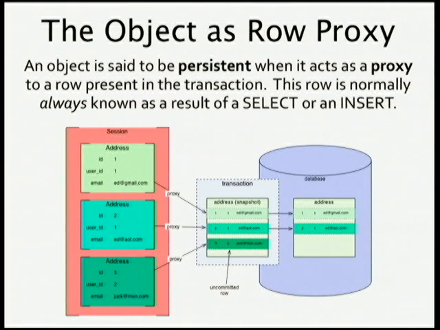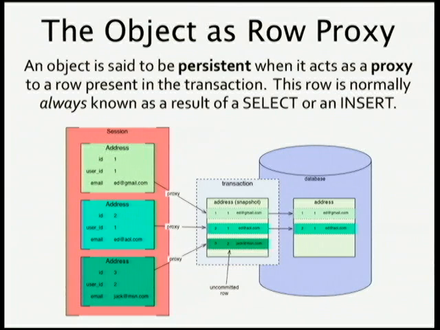So the object as the row proxy. We use this term persistent. An object is said to be persistent when it acts as a proxy to a row present in the transaction. So this row is normally known as the result of a select or insert. The blue box in the middle represents the transaction, which with multi-version concurrency control would have its own version ID, and the view of the address table within that transaction is not necessarily the same as the address table that's physically in the database, because we could have isolated changes that haven't been committed yet. We might have repeatable reads turned on so that we've selected some data, it might have changed on the outside, but we still see what we saw the first time we selected. These are elements of transaction isolation.